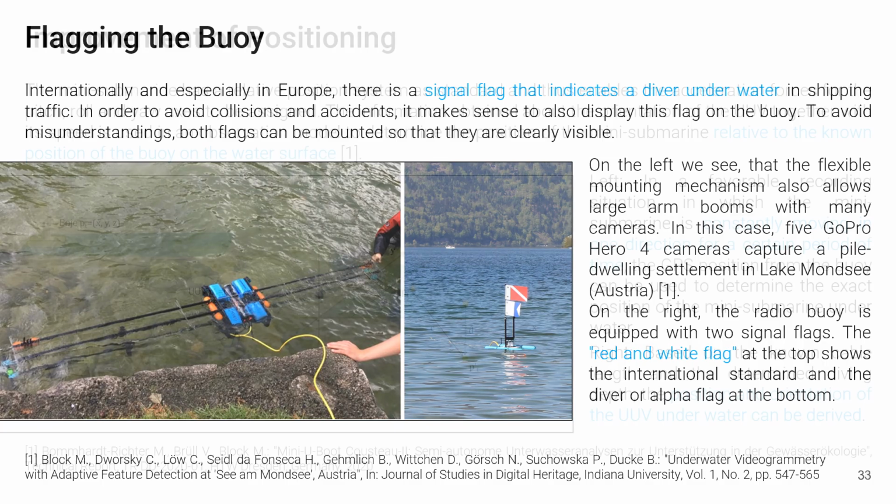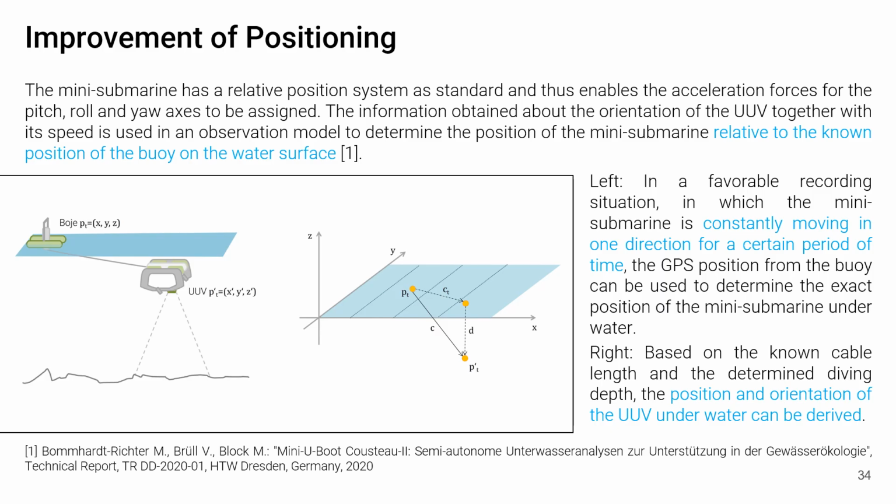The mini submarine has a relative position system as standard and thus enables the acceleration forces for the pitch, roll and yaw axis to be assigned. The information obtained about the orientation of the UUV together with its speed is used in an observation model to determine the position of the mini submarine relative to the known position of the buoy on the water surface.